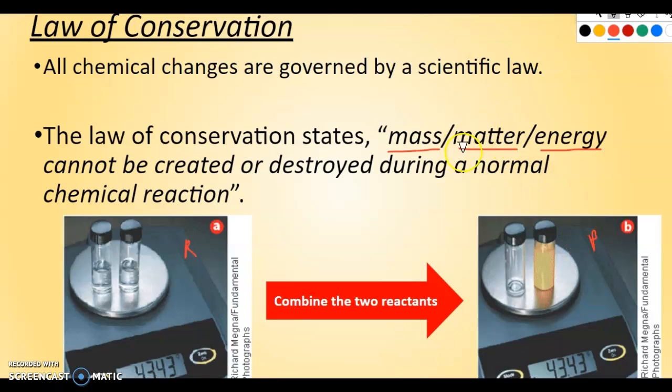When we're talking about matter, we're talking about the number and types of atoms. So on the reactants, if you start with 5 carbons, in the products, you also have to have 5 carbons. And the same would go for energy. So mass, matter, and energy cannot be created or destroyed. So they have to remain constant throughout the physical or the chemical change.